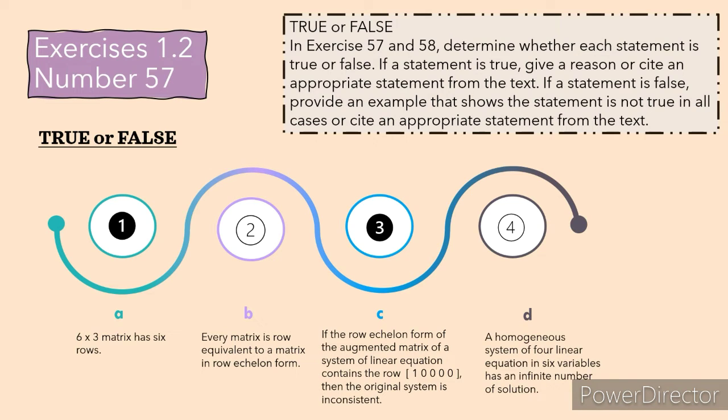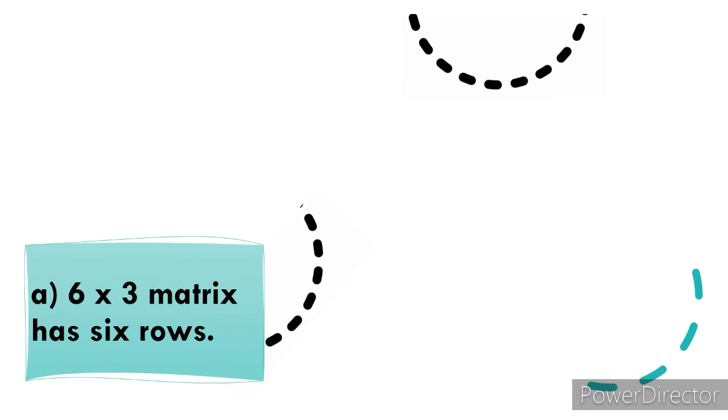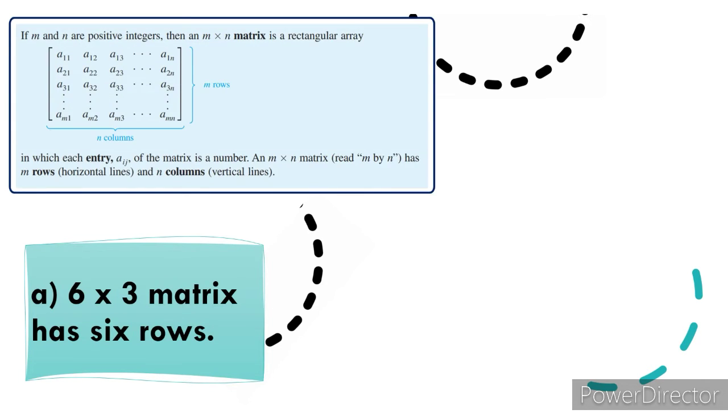These are the given statements in number 57. We have A, B, C, and D. First, letter A: a 6 by 3 matrix has 6 rows. This is from the module Elementary Linear Algebra. It is shown here where the row and the column are in the matrix. The format of the matrix is read as M by N, wherein M is the row and N is the column.